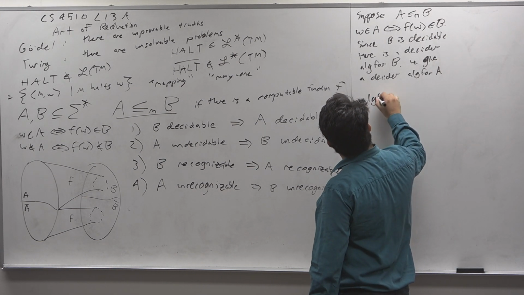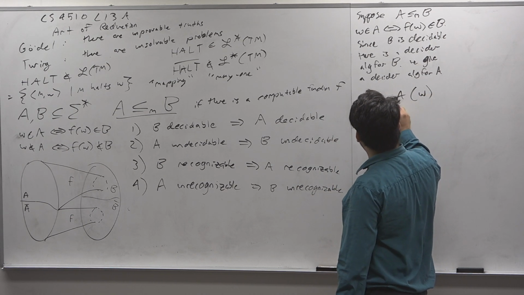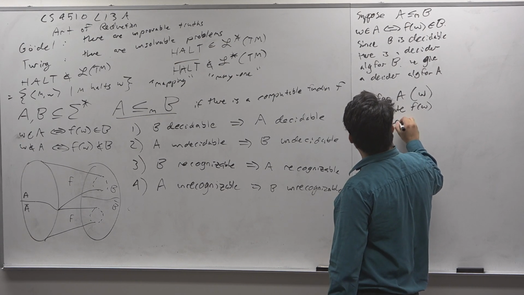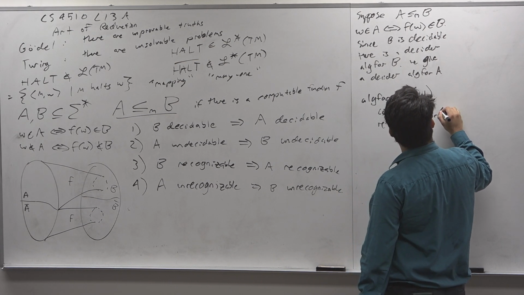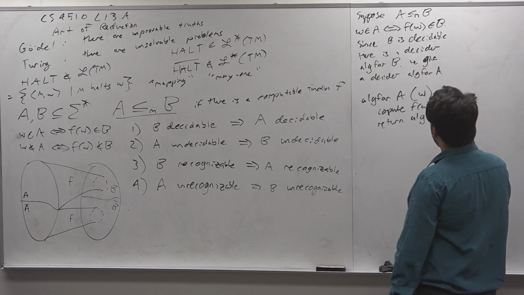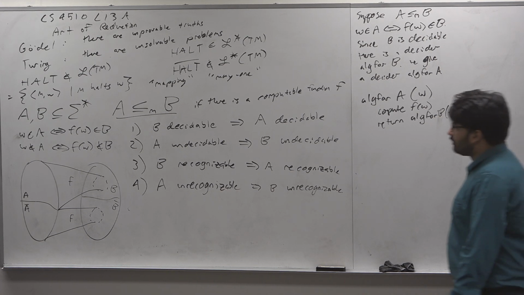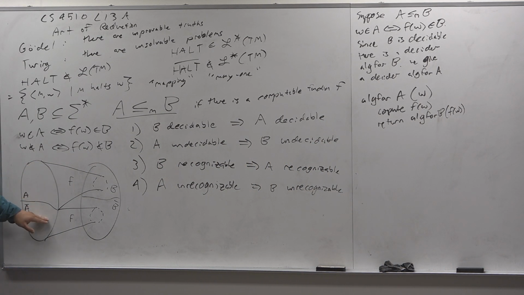We give a decider for A as follows. Alg for A on input W, it's first going to do what? It's going to compute f of W, and then it's going to return whatever the decider of B says on f of W. That's it, right? Now, why does this work? You're trying to distinguish between good, in A, and bad, not in A, right? You're given an input W and you're trying to say, are you here or here, right?